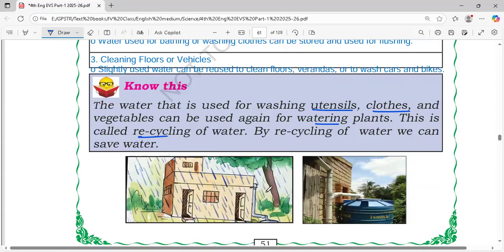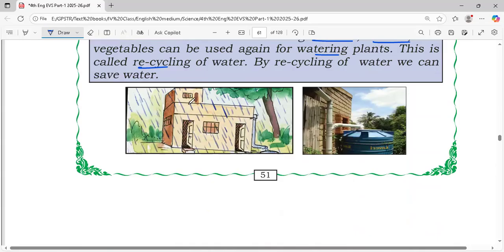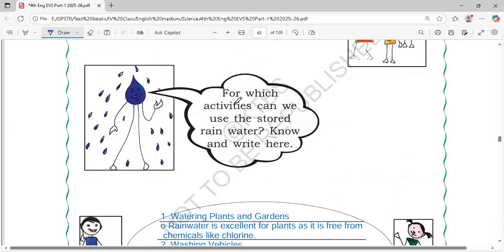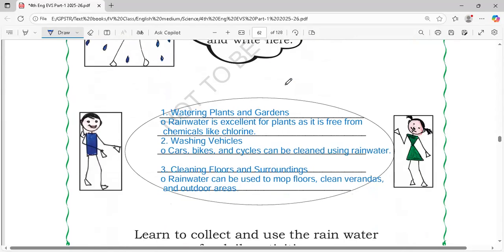Here, water is recycled. In this picture, they are collecting rainwater, drop by drop. Children, we can store the rainwater also. Stored water can be used for certain activities. Students, yes, true. For which activities can we use the stored rainwater? Here I'm giving some activities.